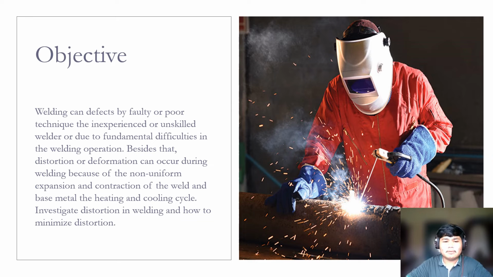So our objective: welding can have defects caused by faulty or poor technique, an inexperienced or unskilled welder, or due to fundamental difficulties in the welding operation. Besides that, distortion or deformation can occur during welding because of the non-uniform expansion and contraction of the weld and base metal during the heating and cooling cycle. Investigate distortion in welding and how to minimize distortion.